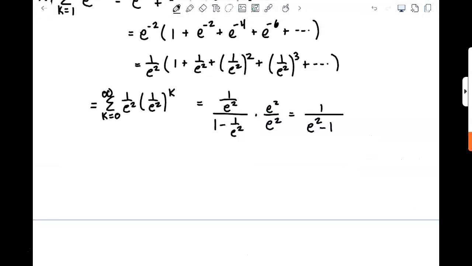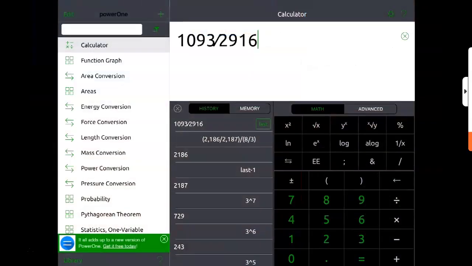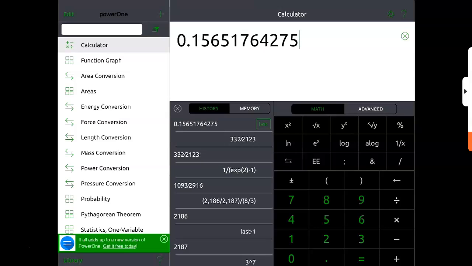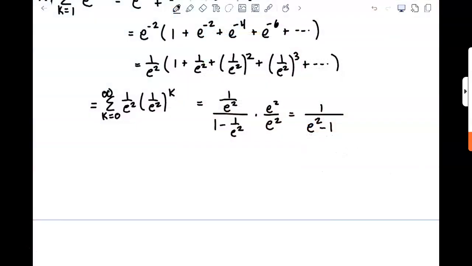And so, of course, if we needed to approximate that, we could do so on a calculator. E, again, is just that natural exponential. So 1 divided by e to the second minus 1. And so there it is, the decimal 0.1565, and so on. Okay. But I'll just leave it in its exact form here with e, since we could easily do that on the calculator if we needed to.